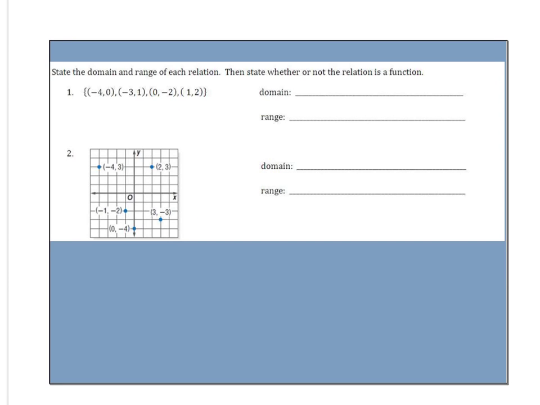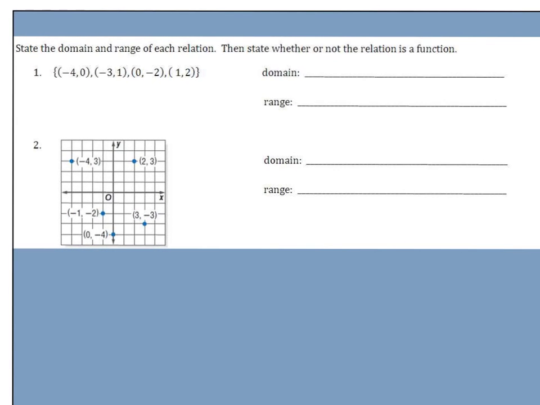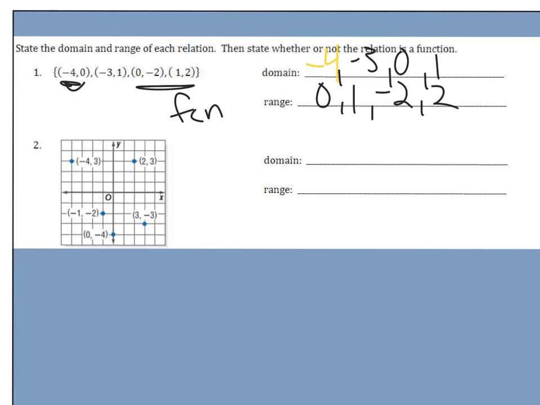So if I take a look, domain and range here, what am I dealing with? Well, domain, -4, -3, 0, 1. My range here is going to be 0, 1, -2, 2. So now if I look, each thing only goes to 1. Okay, I don't have -4 going to 0 here, and then somewhere over here having -4 go to something. So yeah, this is going to be a function.